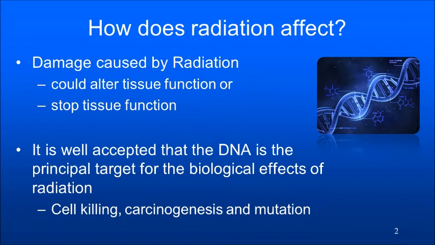How does radiation affect us? There are basically two things that could happen. One is it could alter the tissue function, or it could stop the tissue function. It has been well accepted that the DNA is the principal target for biological effects of radiation, such as cell killing, carcinogenesis, and mutation.